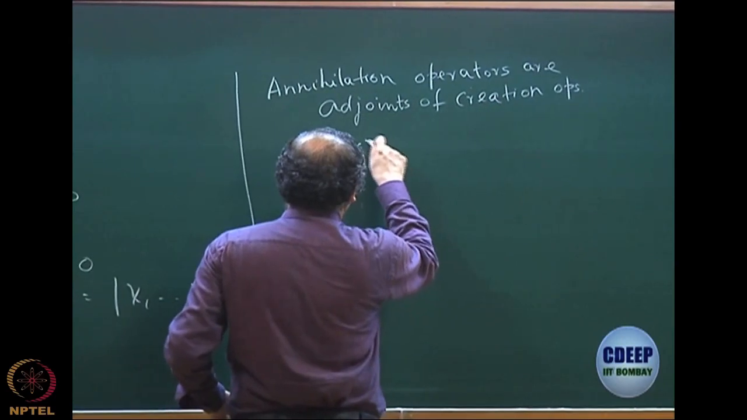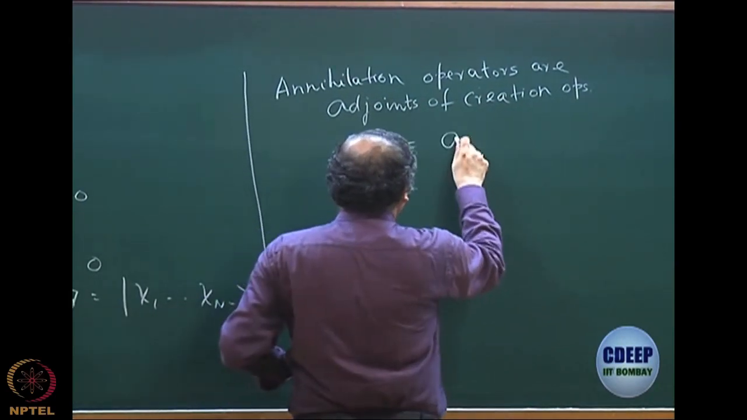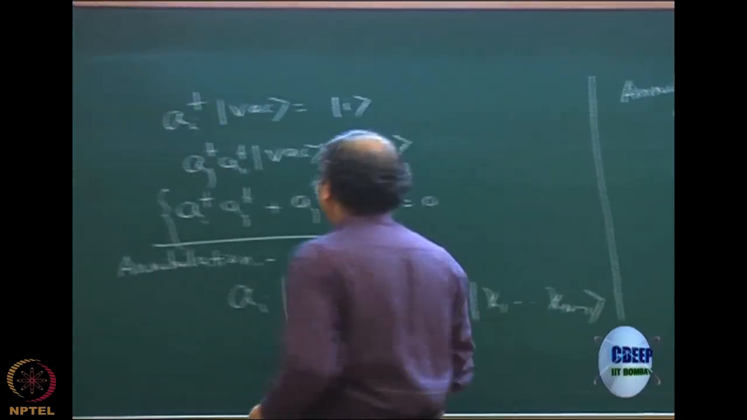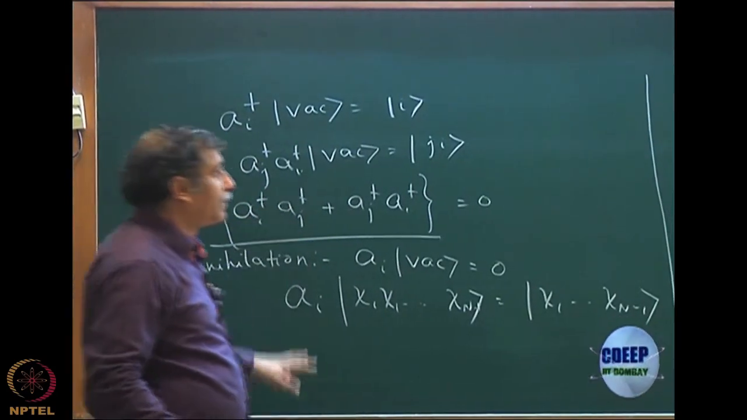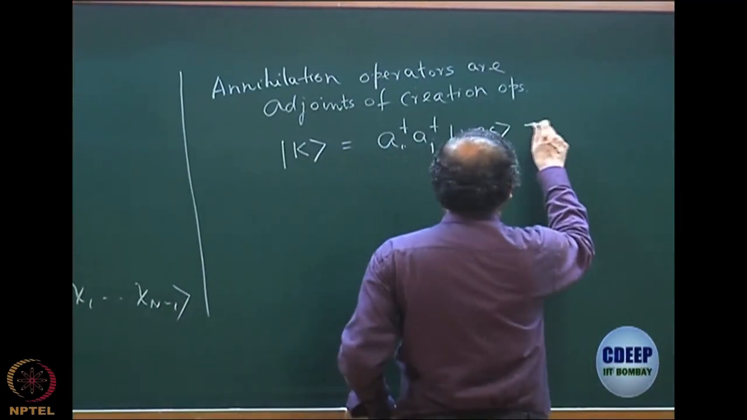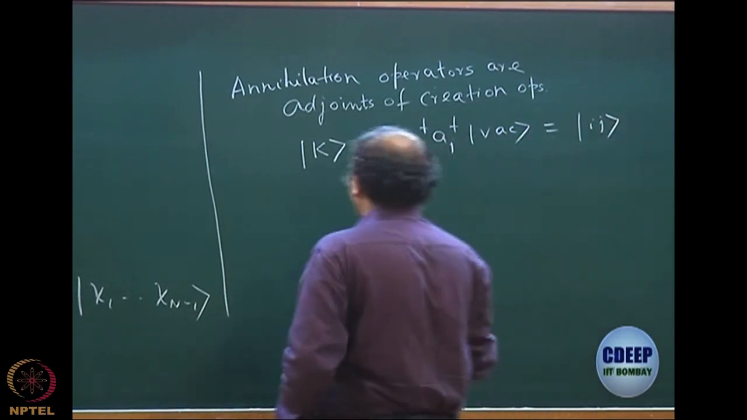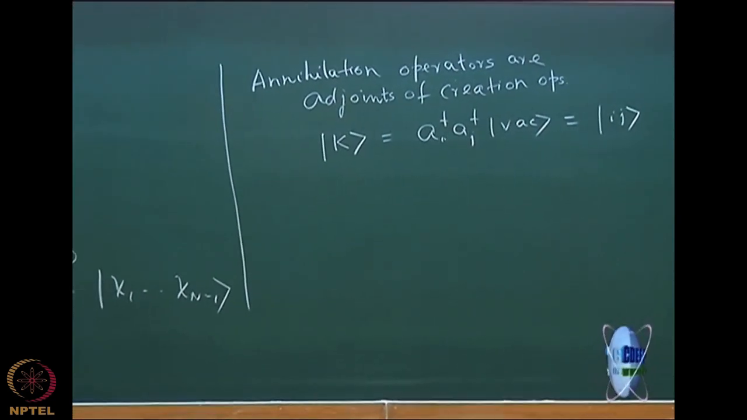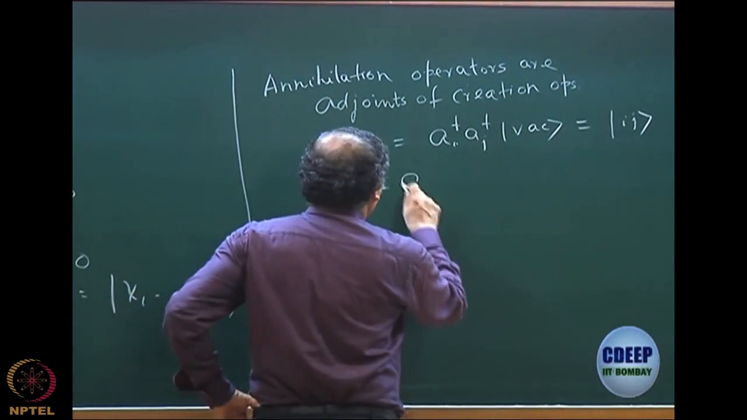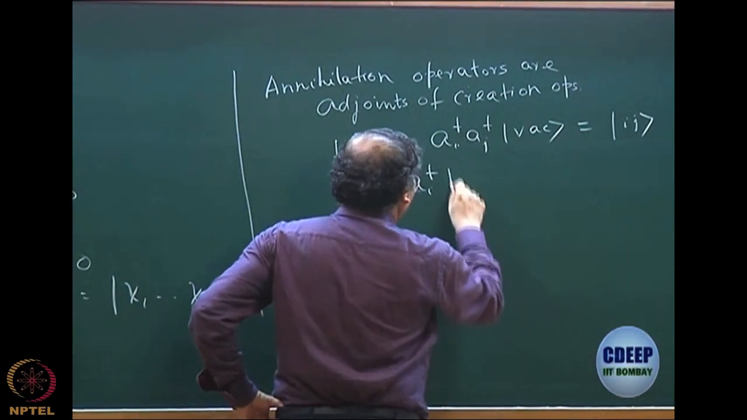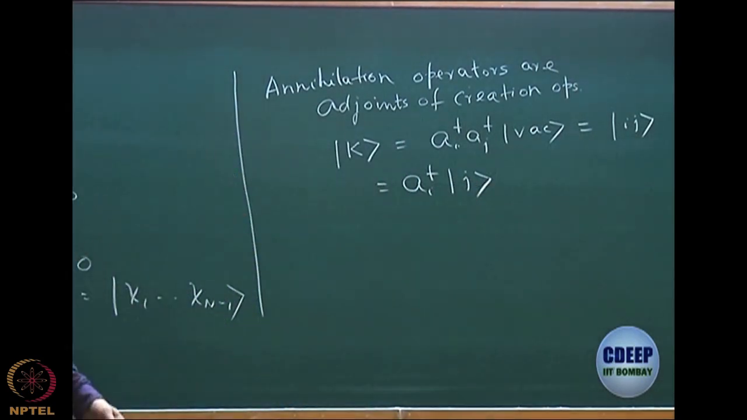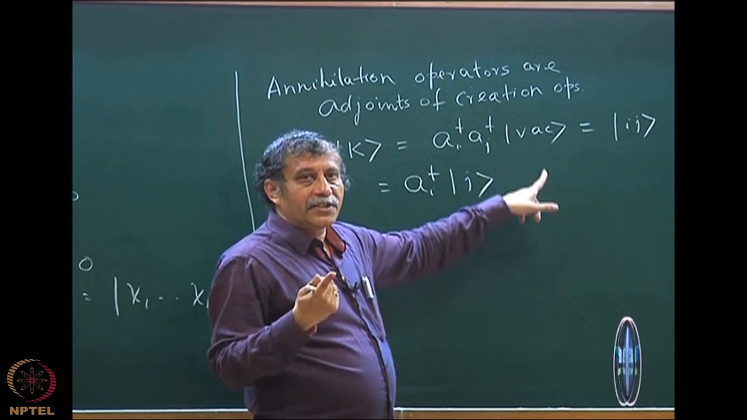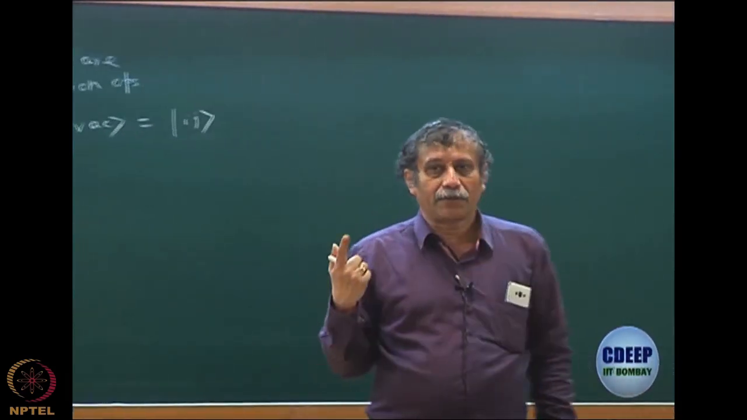So, let us take a determinant which is ai dagger, aj dagger, vacuum. So, let us take a 2 electron determinant, ai dagger, aj dagger vacuum. So, that is ij, right. By definition, first j will be created, then i will be created. Is it okay? So, I can write this as ai dagger, then I can write this as aj dagger vacuum, which is ai dagger j. The same state K, I am writing as ai dagger j, because aj dagger vacuum is a state where only one electron is there in chi j orbital, correct.